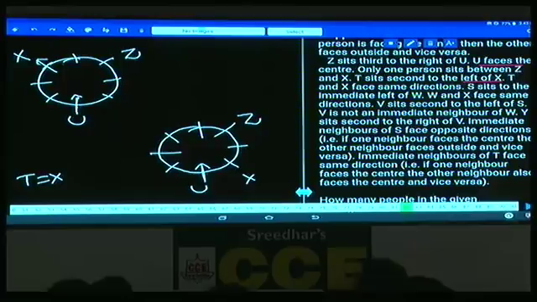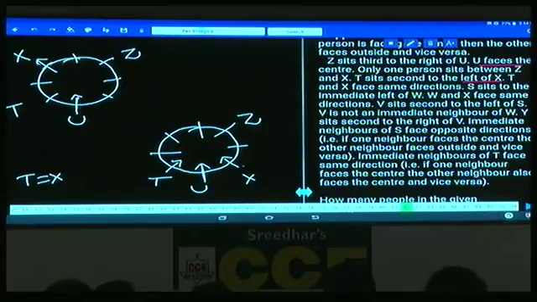If X is away from the center and T sits second to the left of Z, then T will be at this place. Then coming to this one, here X. Can X face away from the center? If X is away from the center, then Z and T must be in the same place, which is not possible. So this X is not facing away from the center, and this X must be towards the center. If X is towards the center, T sits second to the left of X. And it is also clearly given T and X are facing the same direction. Hence here X is facing away, T is facing away. In the second case, X is facing the center and T is facing the center.